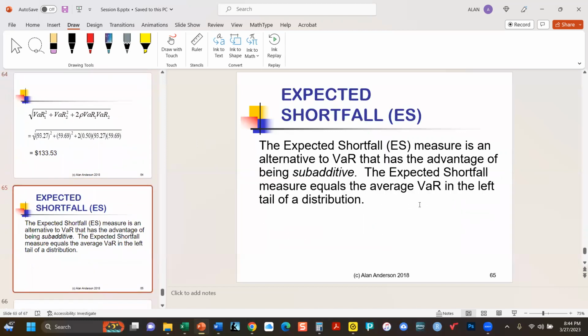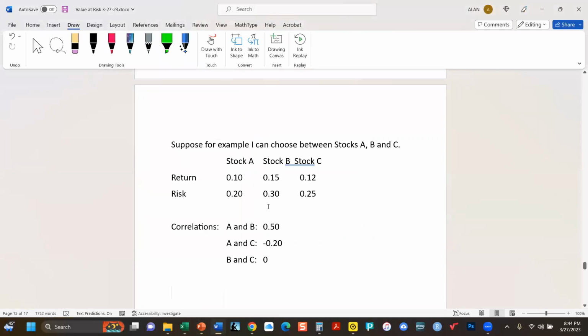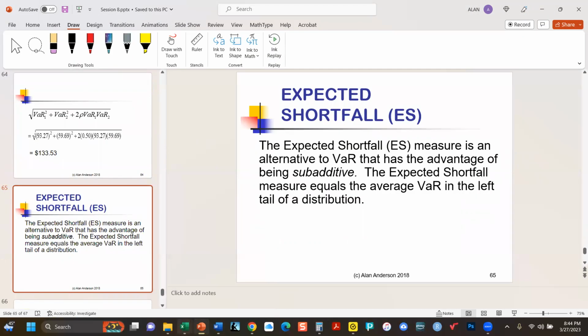Now, this is the one I really wanted you to see. The problem we mentioned earlier is that the VAR only shows us the threshold of that left tail. It doesn't say anything about what could happen.